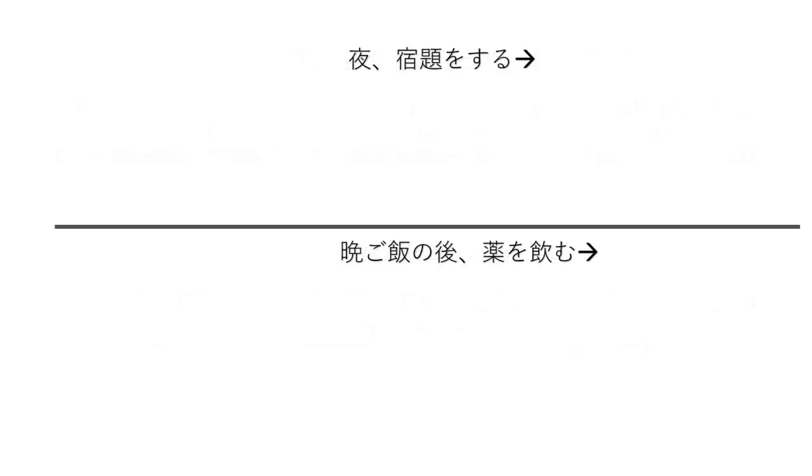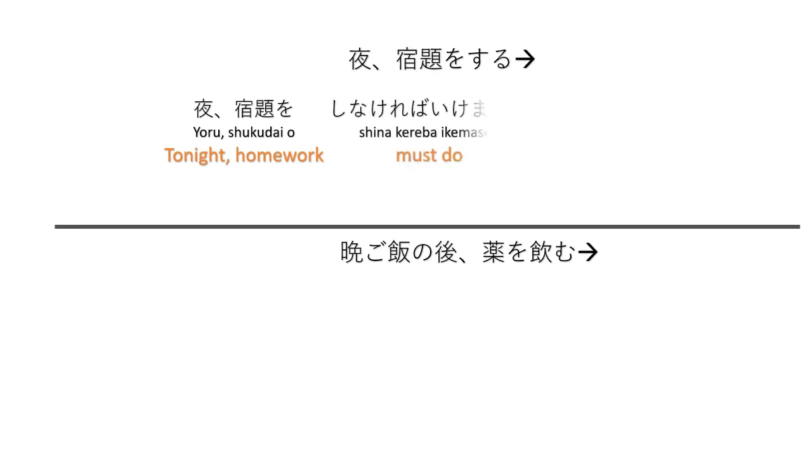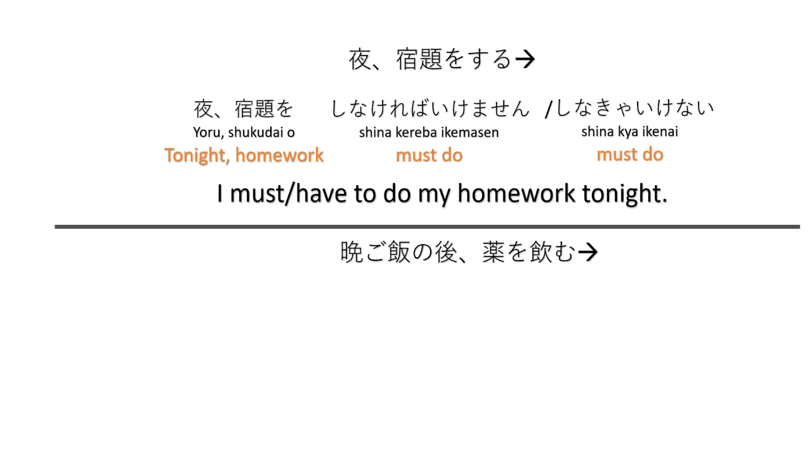And last two examples. 夜宿題をする. To do the homework. しなければいけません or しなきゃいけない. Must do the homework. I must or have to do my homework tonight. Okay, so しない is the negative present of する.